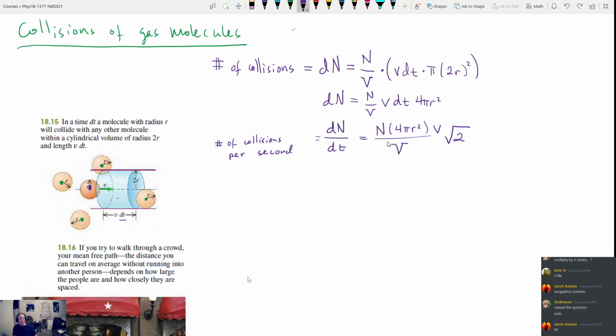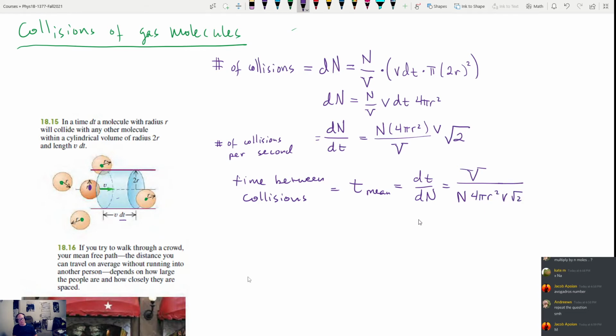Anyway, so the next thing we want to figure out is the amount of time that occurs per collision. Okay? So if we want to know the time between collisions, this is what we're going to call the mean time. And it's going to basically be equal to dt over dn. So it's the reciprocal of this. So it's going to be volume divided by n, 4 pi r squared, velocity, and then root 2. That's going to give us the mean time between collisions, right?